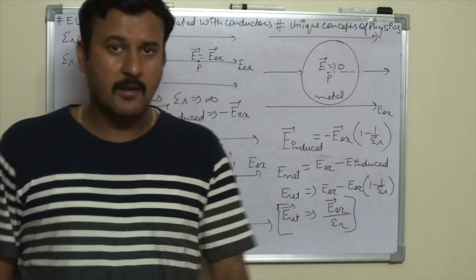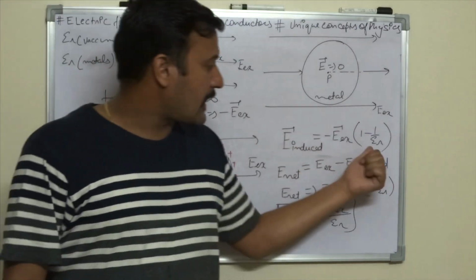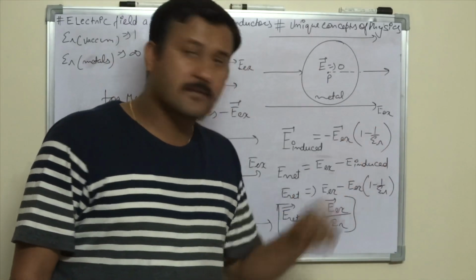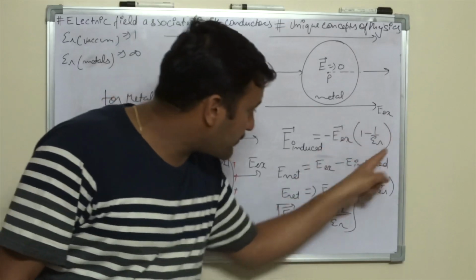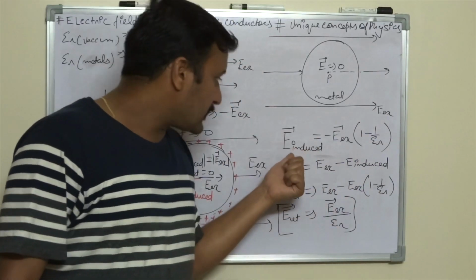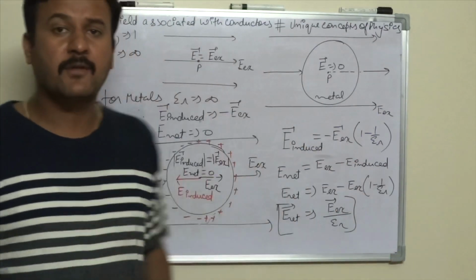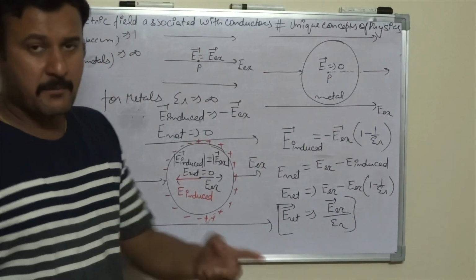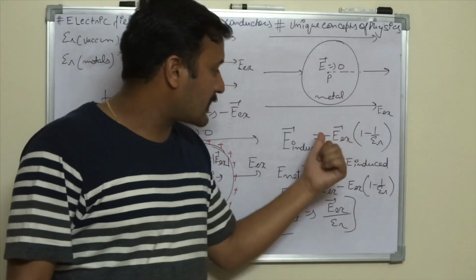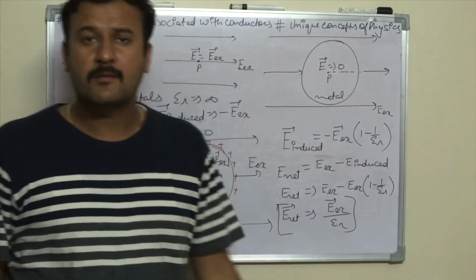So there are two things. We all know that epsilon r is greater than 1. So this term, 1 upon epsilon r, would be less than 1, and this complete term would also be less than 1. Hence, the induced field would be less than the external field, except in one case. And the induced field would be exactly in the opposite direction of the external field.